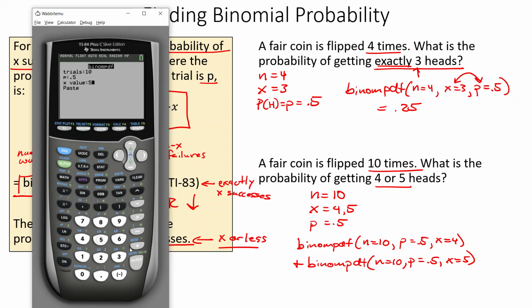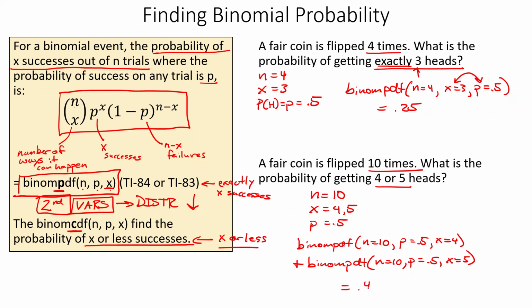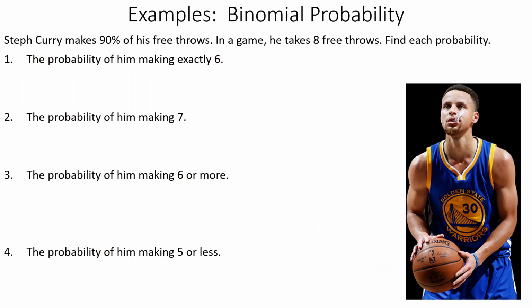And this is 5 now, so this changes. And there's our answer, 0.45. So at least 2 decimal places on these answers is good. So 45% chance.